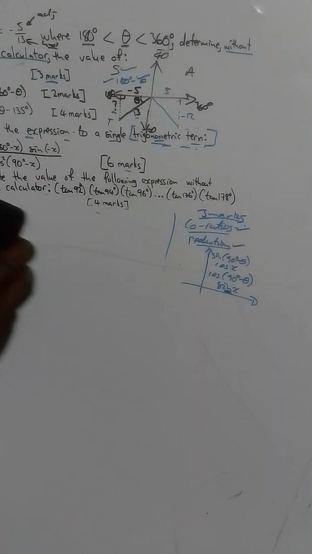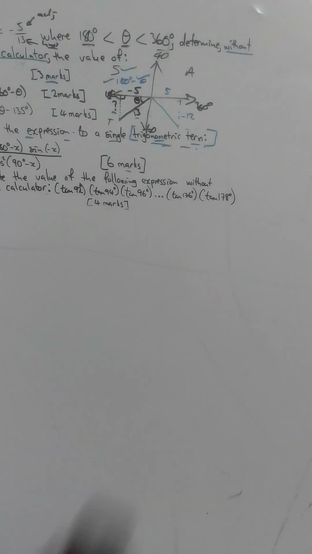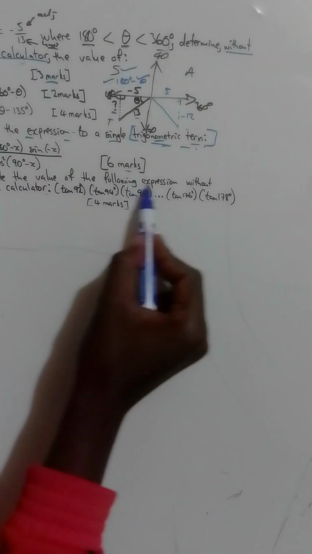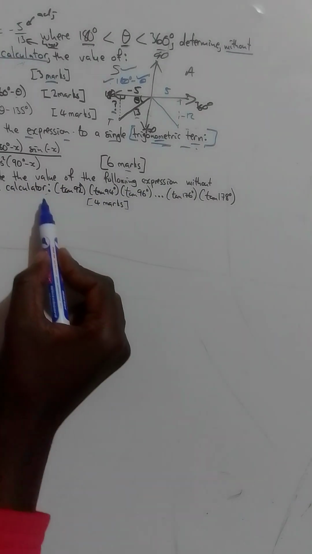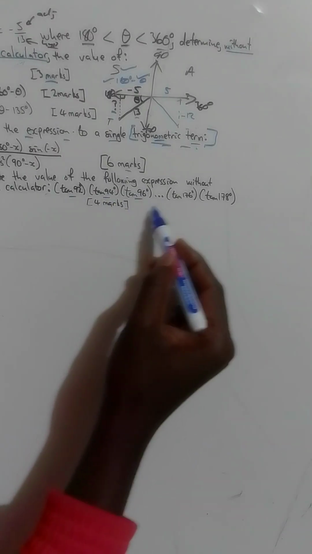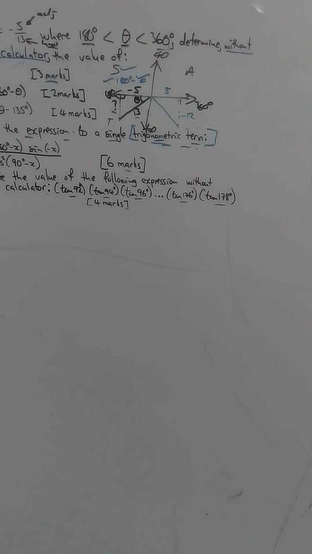The last question is intimidating, to say the least. However, let me prove to you that it's actually not that intimidating. It just needs you to apply your mind. Now, we are told to calculate the value of the following expression without using a calculator. We are given tan 92 degrees, tan 94, tan 96, tan 176, and later on tan 178.